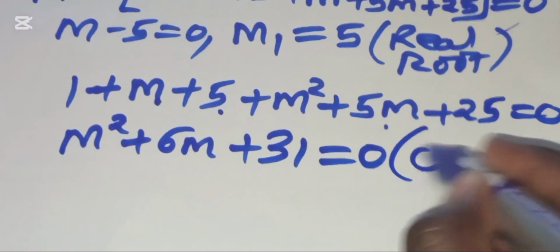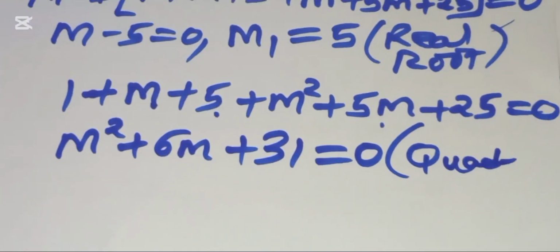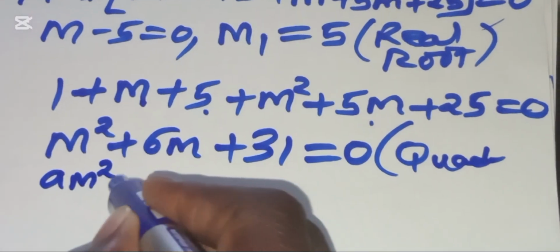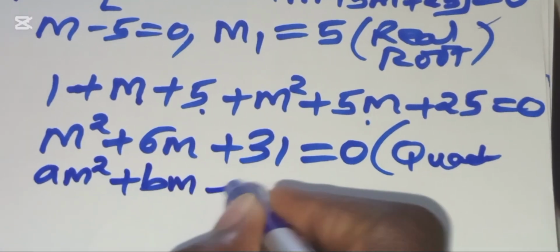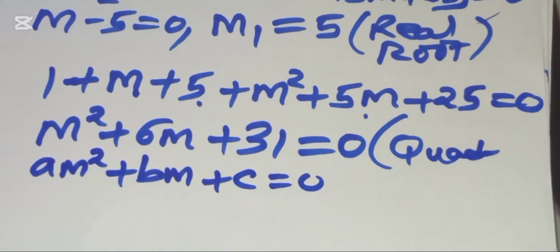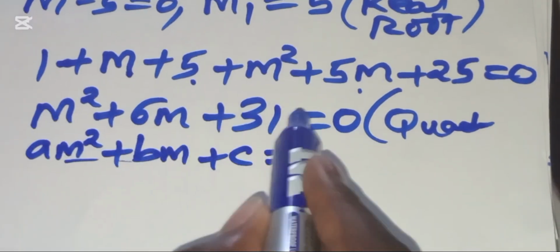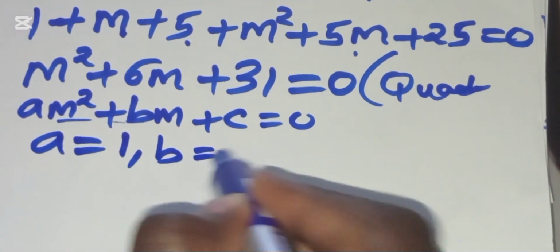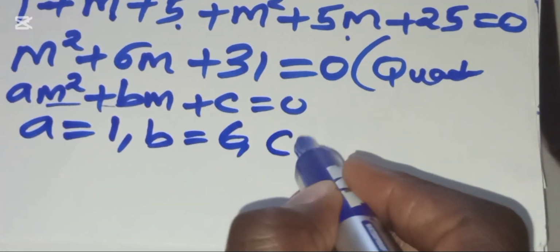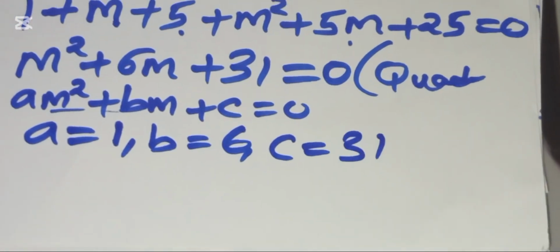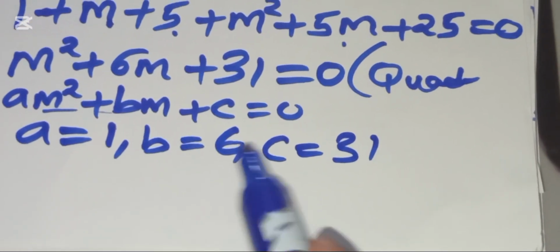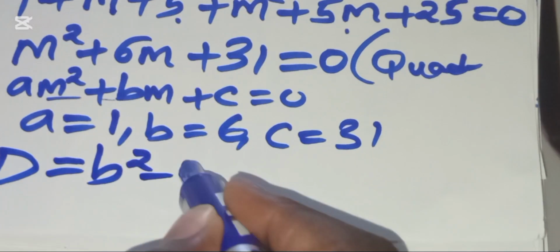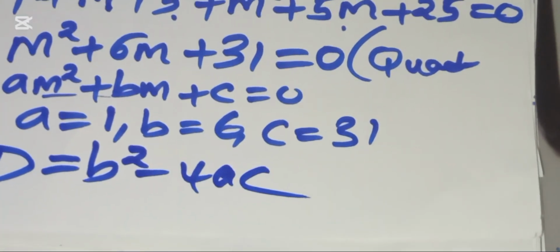Now this is a quadratic equation, in the form of am squared plus bm plus c equal to 0. From the quadratic equation here, we have a equal to 1, b equal to 6, and c equal to 31. Now, let's find the discriminant value so that we can determine the nature of the roots of this quadratic equation.